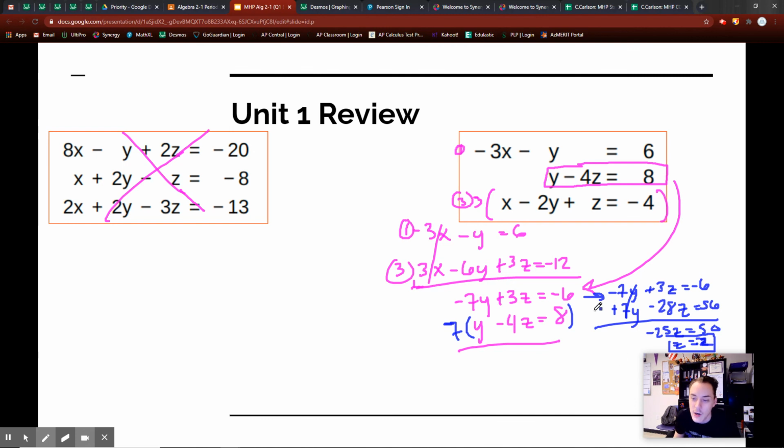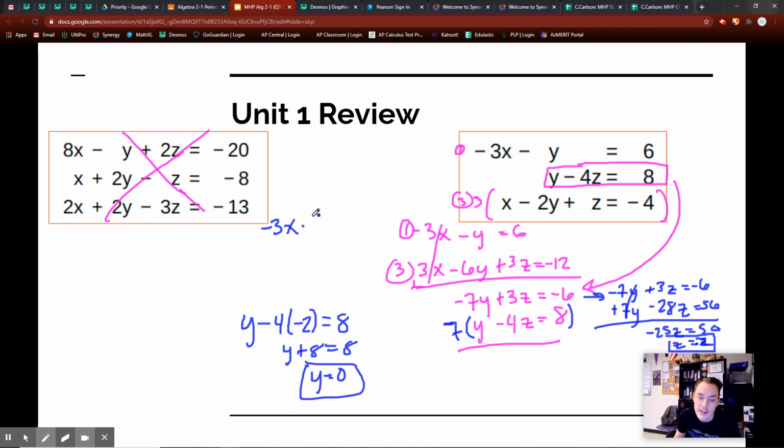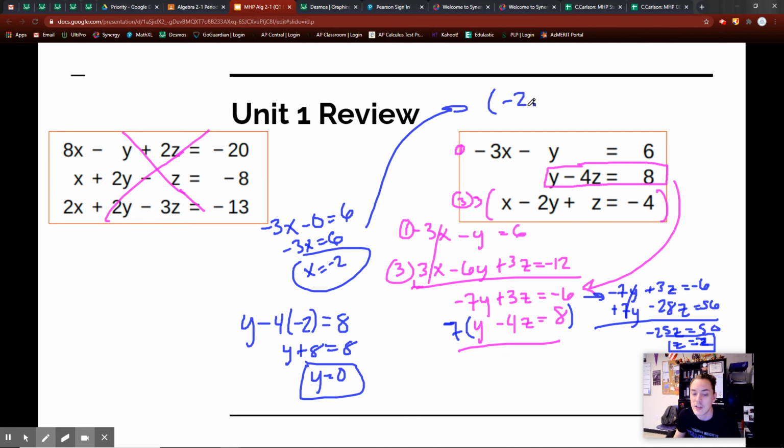Okay, negative 2. How do I do that? Well, I plug it back in here. So this is y minus 4 times negative 2 equals 8. So that's y plus 8 equals 8. So y equals 0. And then I can plug it in right here. So negative 3x minus 0 equals 6. Negative 3x equals 6, so x equals negative 2. We definitely did this one. That sucks. Okay, well, whatever. Wow, that's unfortunate that it actually happened to be like that. That's crazy. So that is negative 2 and then 0 and then negative 2 as well for my z.